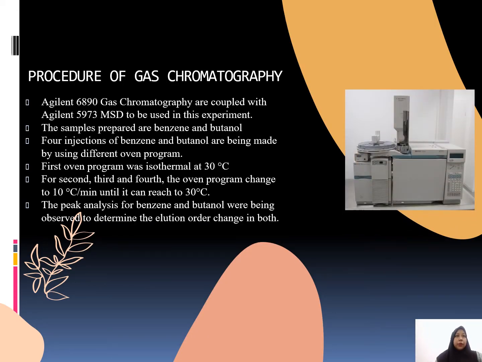Procedure of gas chromatography. In this experiment, we use an Agilent 6890 GC equipped with an Agilent 5973 MSD. The samples that we prepare are benzene and butanol. Four injections of benzene and butanol are made using different oven programs. The first oven program was isothermal at 30 degrees Celsius. For the second, third, and fourth, the oven program changed at 10 degrees Celsius per minute until it reached 30 degrees Celsius. The peak analysis for benzene and butanol was observed to determine the elution order change in both.